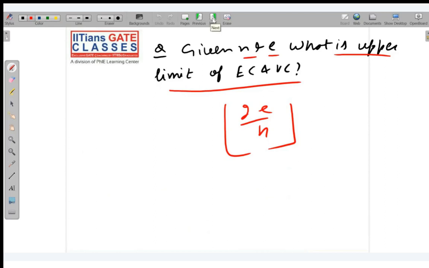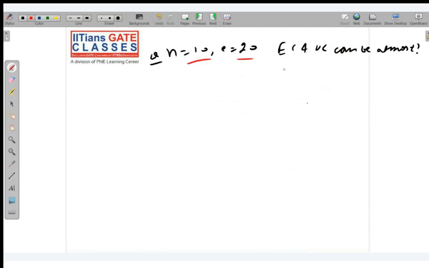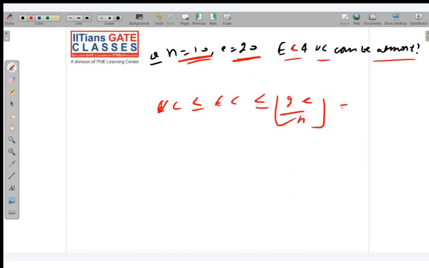Sir, copy it, sir. Okay, so see this, n is 10, e is 20. So edge connectivity and vertex connectivity can be at most this value. If somebody gives you 10 computers and 20 wires, you will say in return that vertex connectivity is less than or equal to edge connectivity, which is less than or equal to floor of 2e by n.